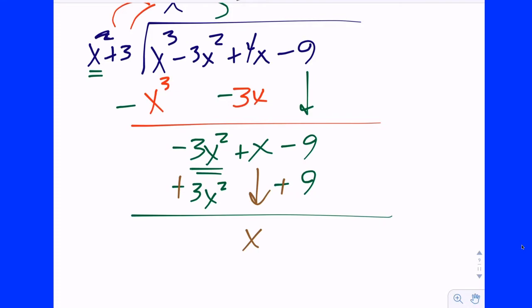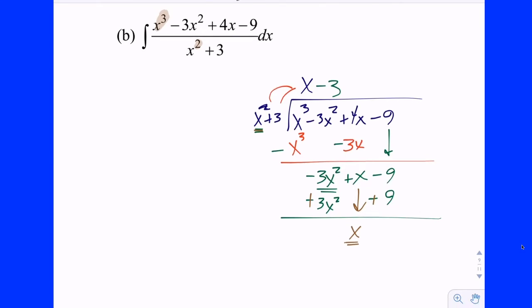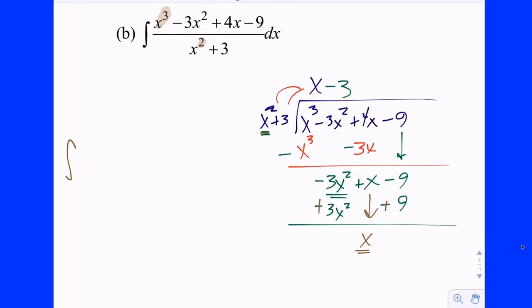And we look to do it one more time. Does x squared go into x? No. So we're done with the long division. Now that means we can write the original problem as the quotient, x minus 3, plus the remainder, x, over x squared plus 3.